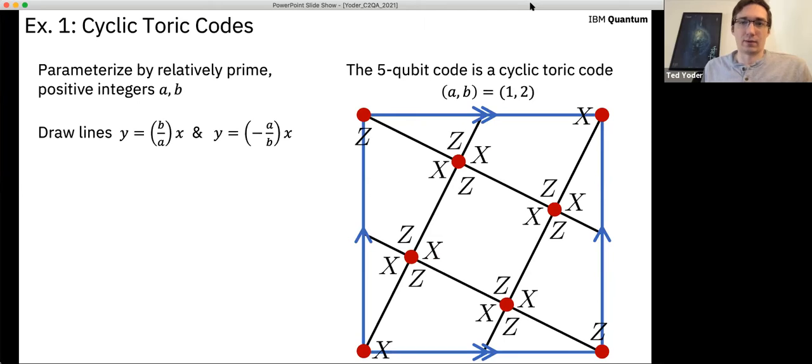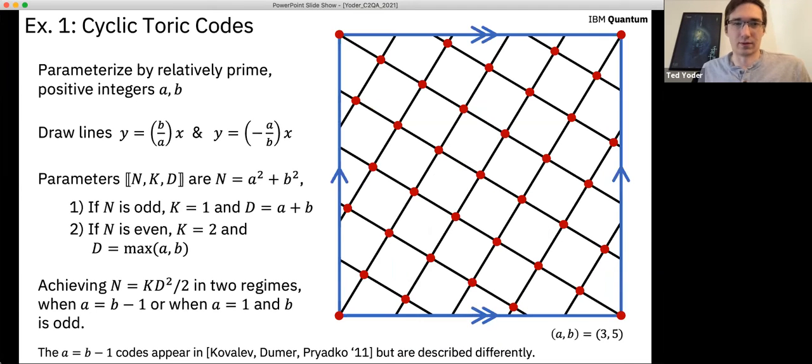We can also write cyclically anti-commuting lists around each face, and you can see that the stabilizers are weight 4, associated to each face here, and they take the form like XZ, ZX. I talked about the parameters here.